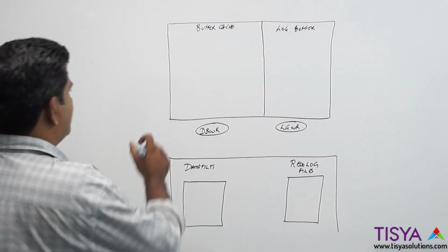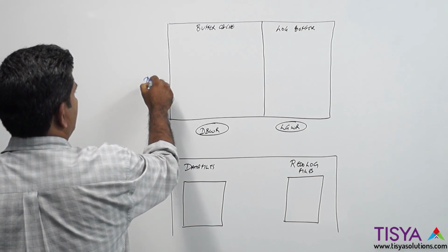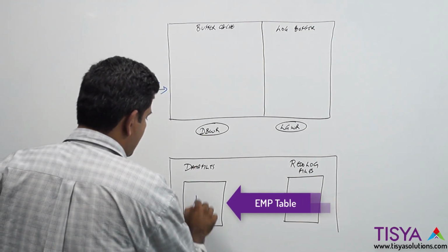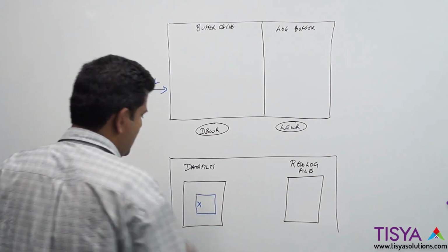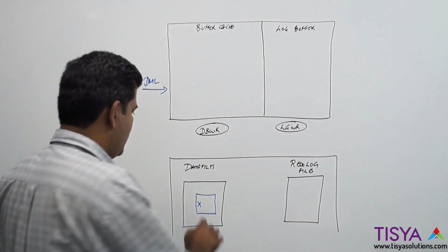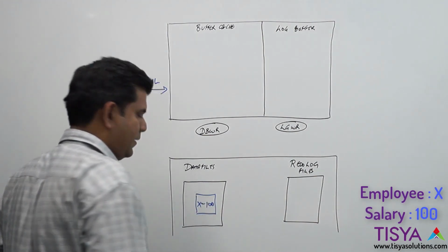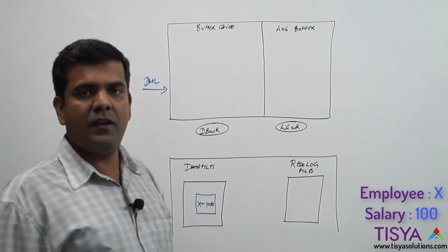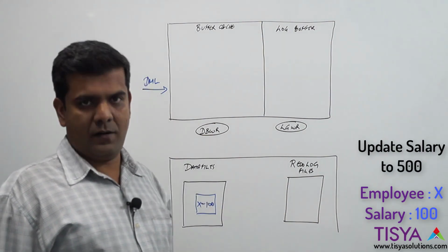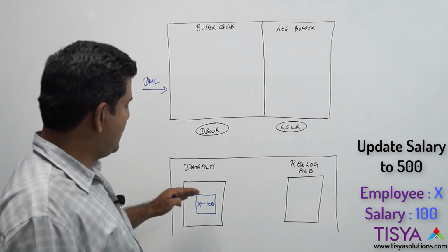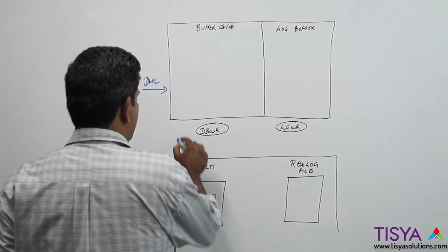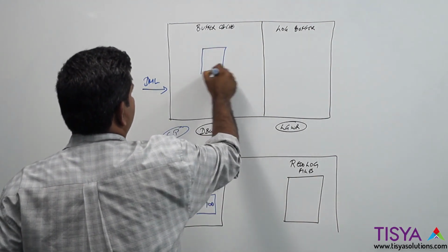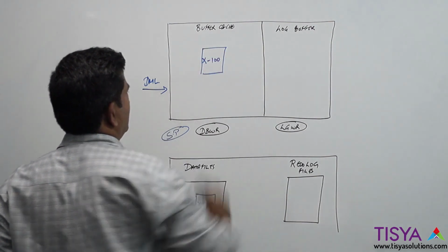Now let's say a user performs a DML. Let's say there is an EMP table which has a block with an employee called X whose salary is 100, and the DML requested by the user wants to update this value from 100 to 500. In order to make that happen, obviously the block has to be read by the server process. It will be brought into the buffer cache with X at 100.